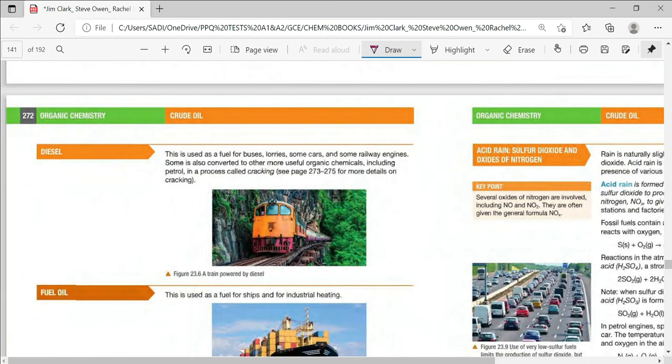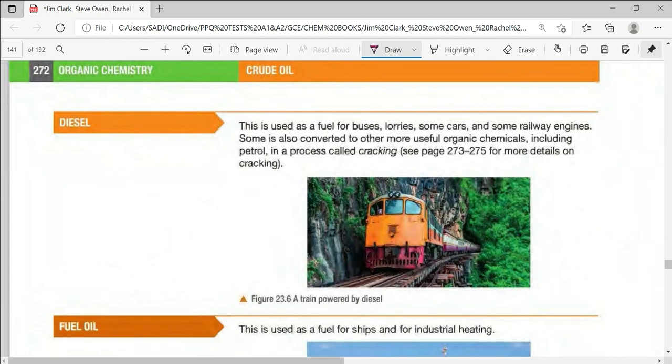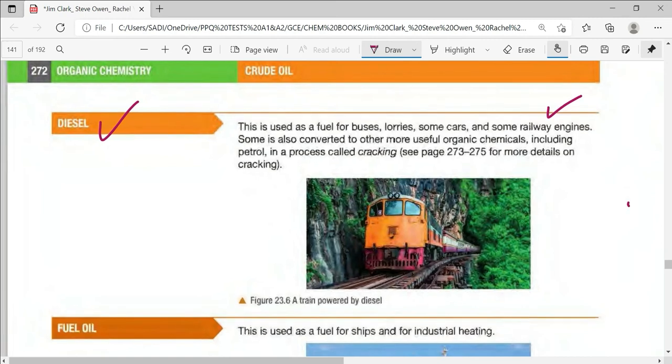Now, the next fraction is the diesel. The more loaded work you want to do with the engines and machinery, the more powerful fuel you need to be using for it. This one is used basically to run the most powerful things, like for example, the rail engines, some cars and tractors, and big lorries, and the big buses.